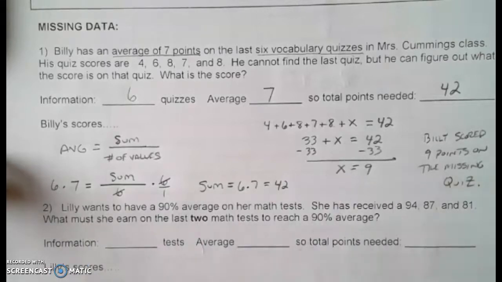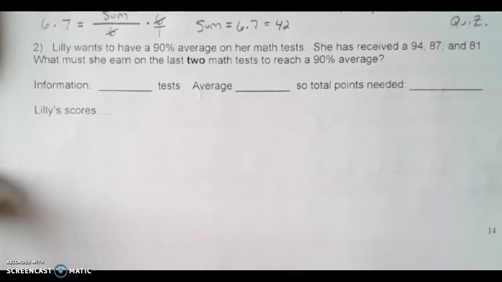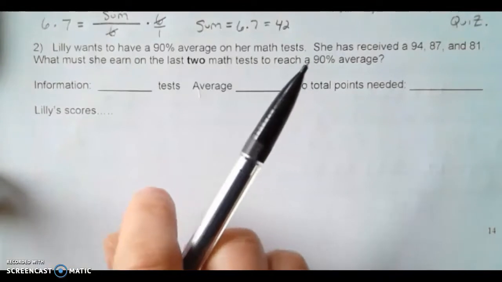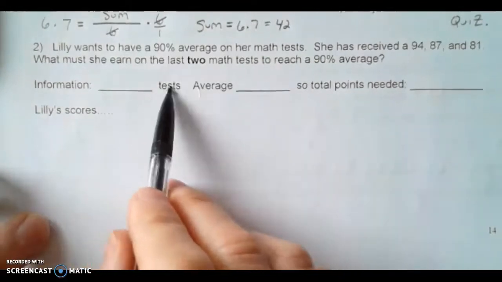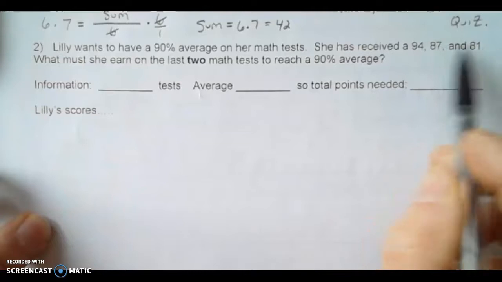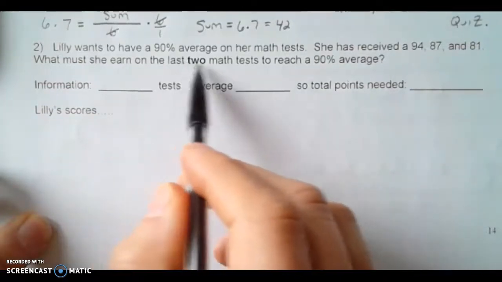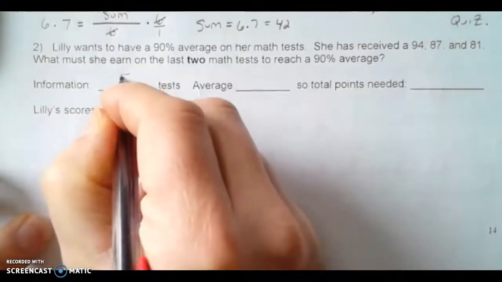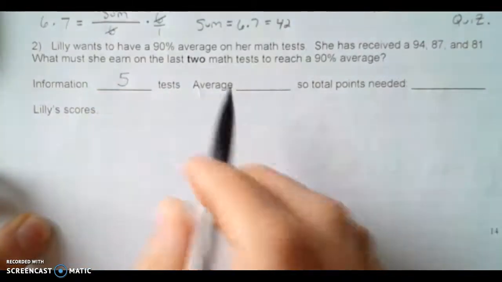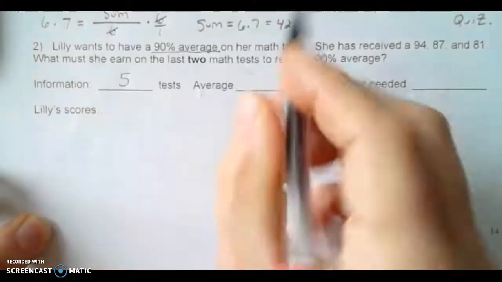In our last example, we're told that Lily wants to have a 90 average on her math tests. She has received a 94, an 87, and an 81. What must she earn on the last 2 math tests in order to reach that 90 average? So we're going to fill in with the information that we're given again. What's the total number of tests? Well, she's taken 3 so far, and she's going to take 2 more, which means it's going to be a total of 5 tests. The average that she wants is a 90.